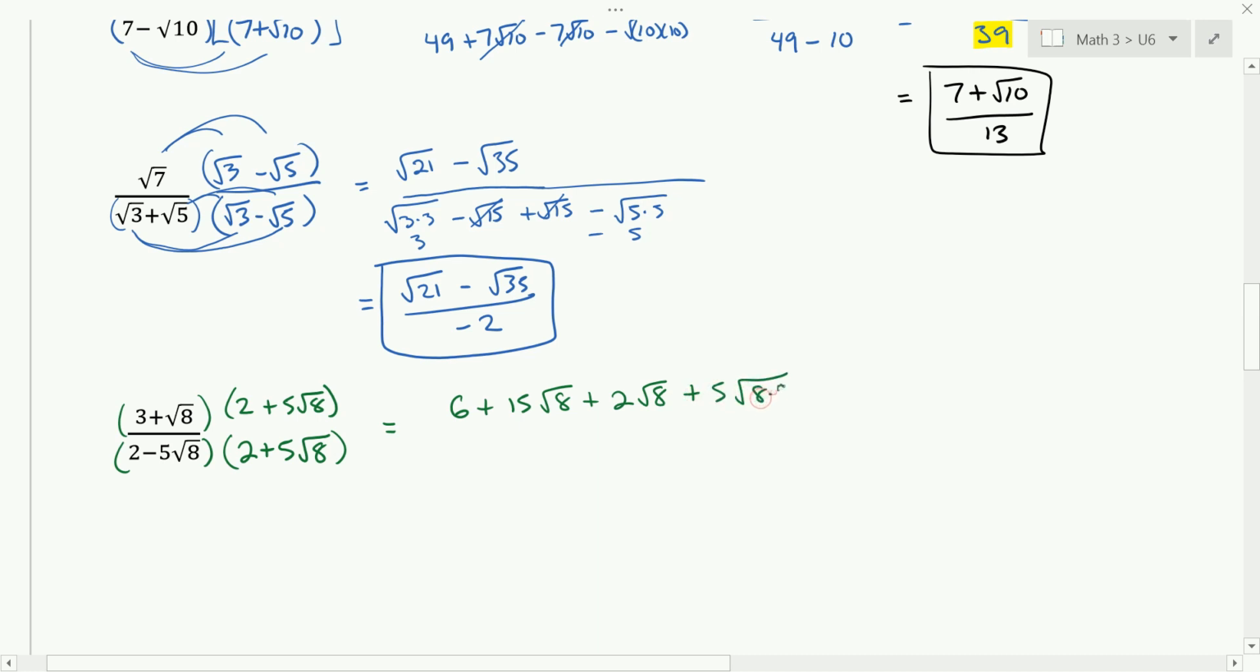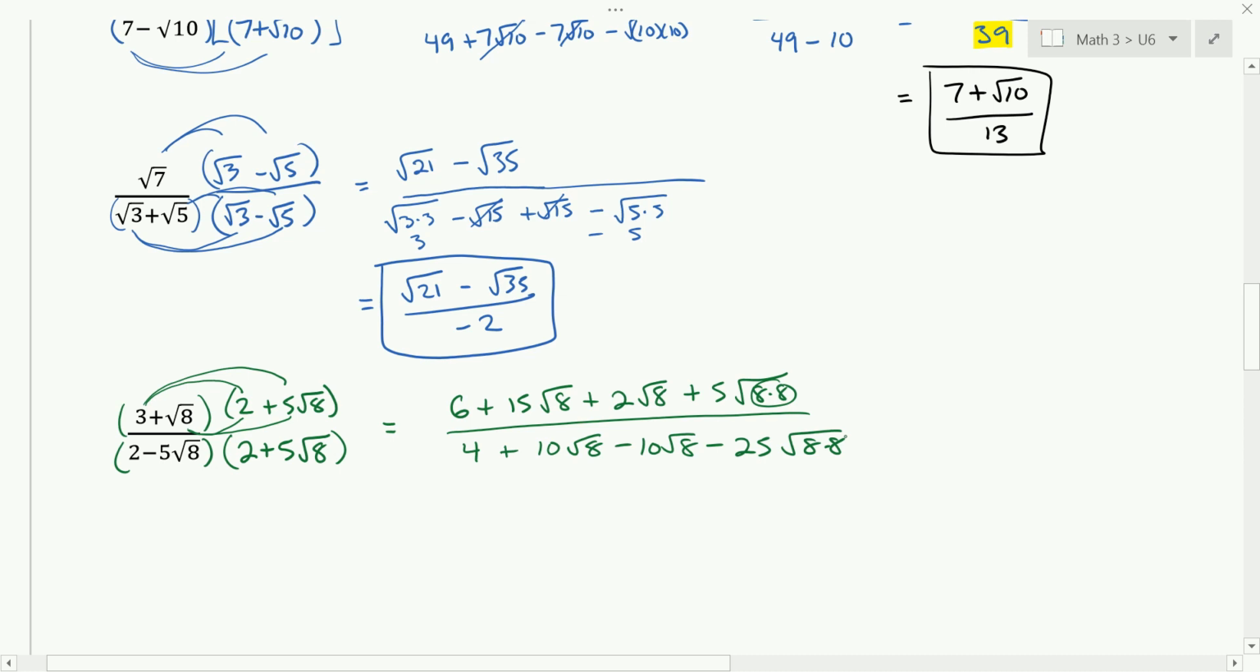Good. So this is a good way to start. You get four products: 3 times 2, 3 times 5 root 8, root 8 times 2, and root 8 times 5 root 8. It's not simplified yet, but that's how you start. And we can do the same kind of thing to the denominator. 2 times 2 is 4, plus 10 root 8, minus 10 root 8, minus 25 root 8 times 8.